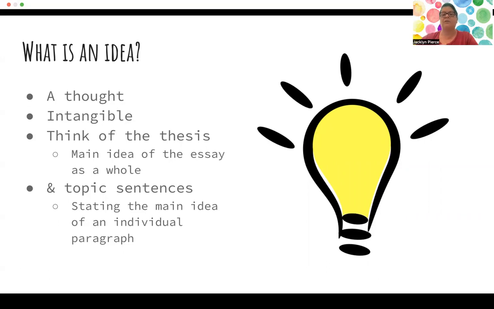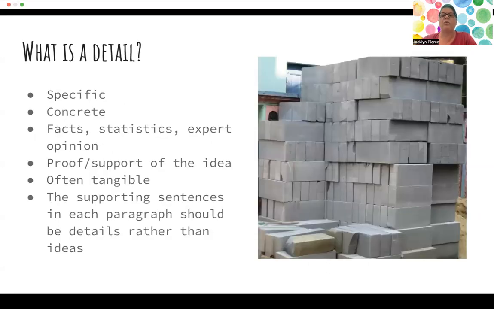And what that means then is the rest of that paragraph or the rest of that essay should be made up of details. So what is a detail? It is something specific. It is something concrete. When you are writing papers, like say an argument essay, as you will in English 110 at Post, it's facts, it's statistics, it's the expert opinions that back up the position that you're trying to prove. It offers proof and support of the idea or ideas that you are trying to talk about. Details are often tangible. And so every paragraph's supporting sentences should be made up of details and not ideas.